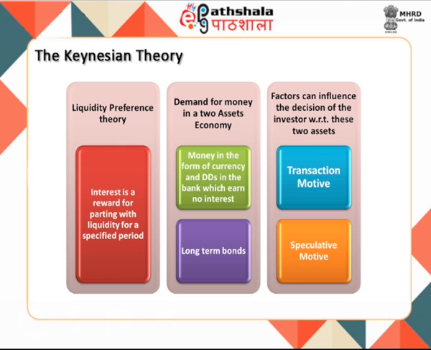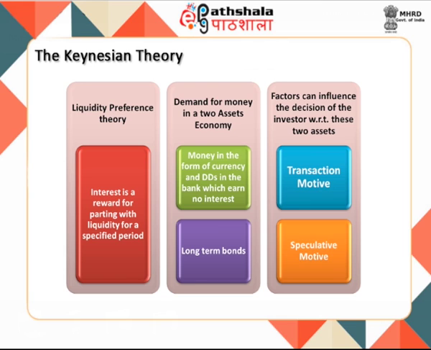In order to explain the demand for money and interest rate determination, Keynes assumed a simplified economy where there are two assets which people can keep in their portfolio balance. These two assets are: 1. Money in the form of currency and demand deposits in the banks, which earn no interest, and 2. Long-term bonds. The decision about the portfolio balance can be influenced by two factors.